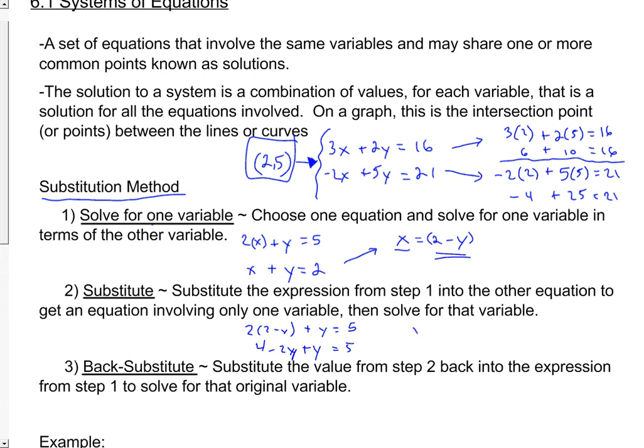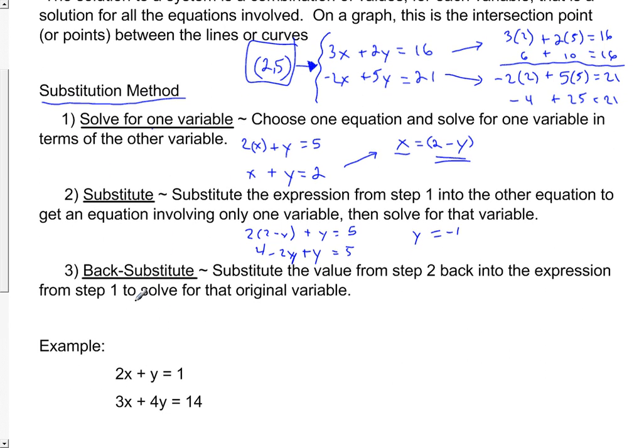and get y equals negative 1. I would subtract the 4 and divide, and these would give me negative 1. I would divide by negative 1. And then, when I have that, I would go on to back substitution. What that means is I substitute the value from step 2, in this case the negative 1, back into the expression from step number 1 to solve for the other variable.